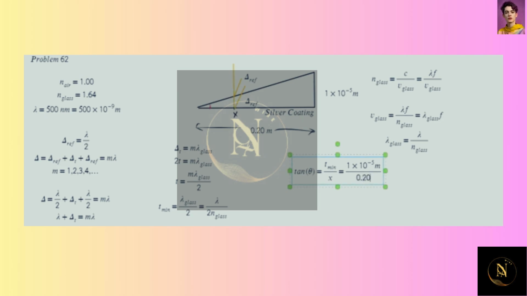Okay, here we can go ahead and solve for x. Again, let's take the reciprocal of both sides. If we take the reciprocal, we get x over t min is equal to, notice that the units cancel out here with a meter, so 0.20 over 1 times 10 to the negative 5. Now we solve for x. X is going to be equal to this fraction times t min. And we know what t min is because we solved for it here. So we could go ahead and substitute this for t min. Let's grab t min here in terms of lambda and n glass.